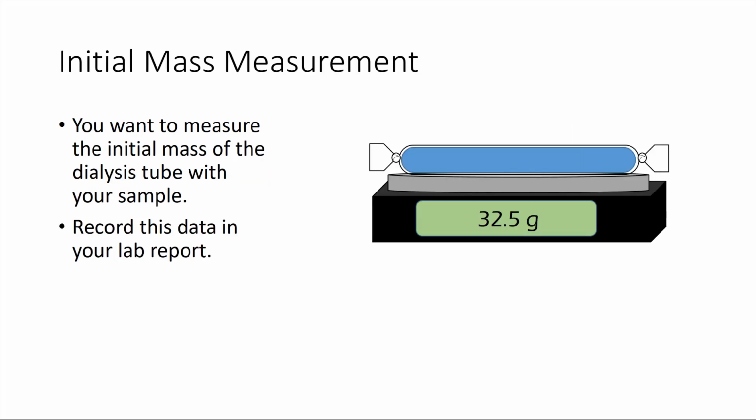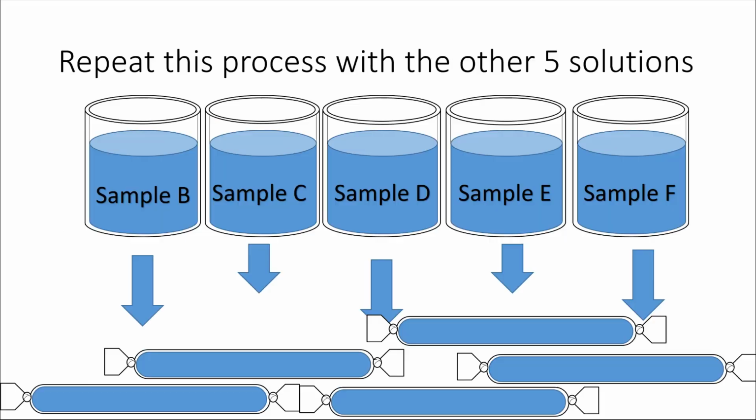We then want to get a mass measurement of that dialysis tubing pouch, a mass measurement of the solution inside. We're going to record this data in our lab report. We're going to repeat this process for the other 5 solutions as well. We have 6 total solutions. We should end up having 6 pouches with each of those solutions, and we should record a mass measurement for each. We should also be careful to make sure we know which solutions are in which bags.